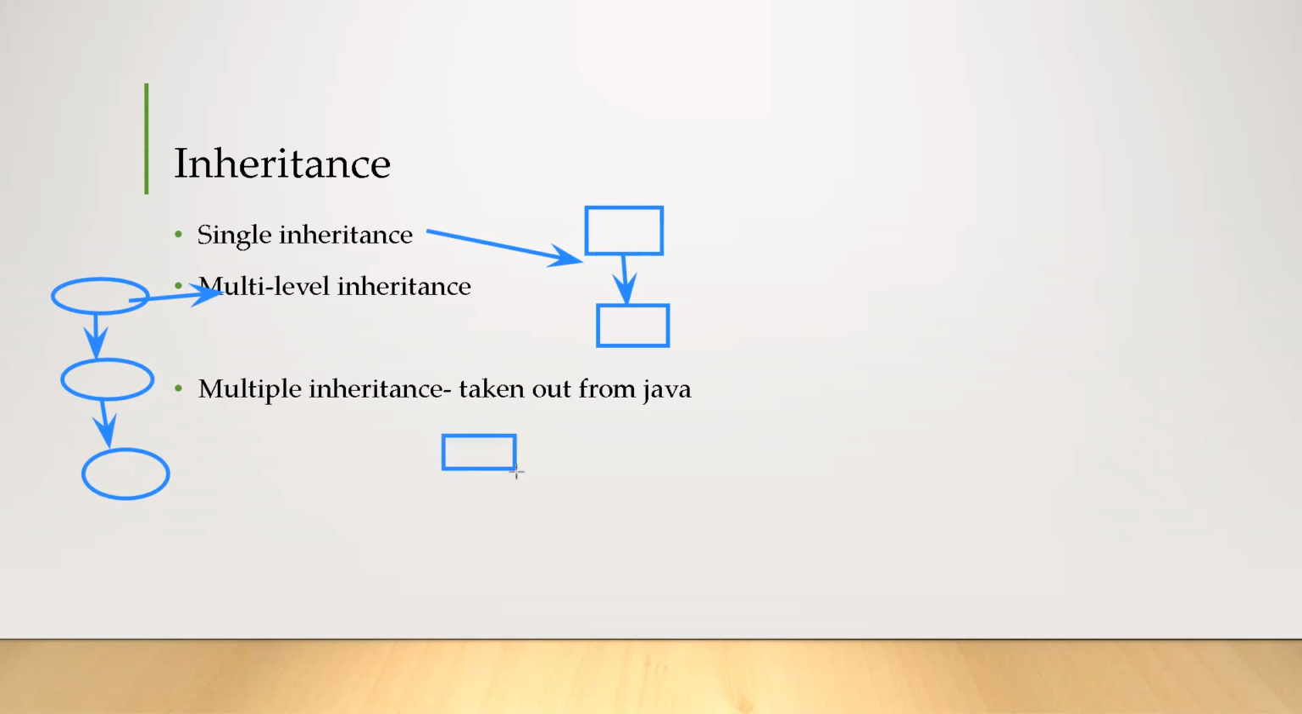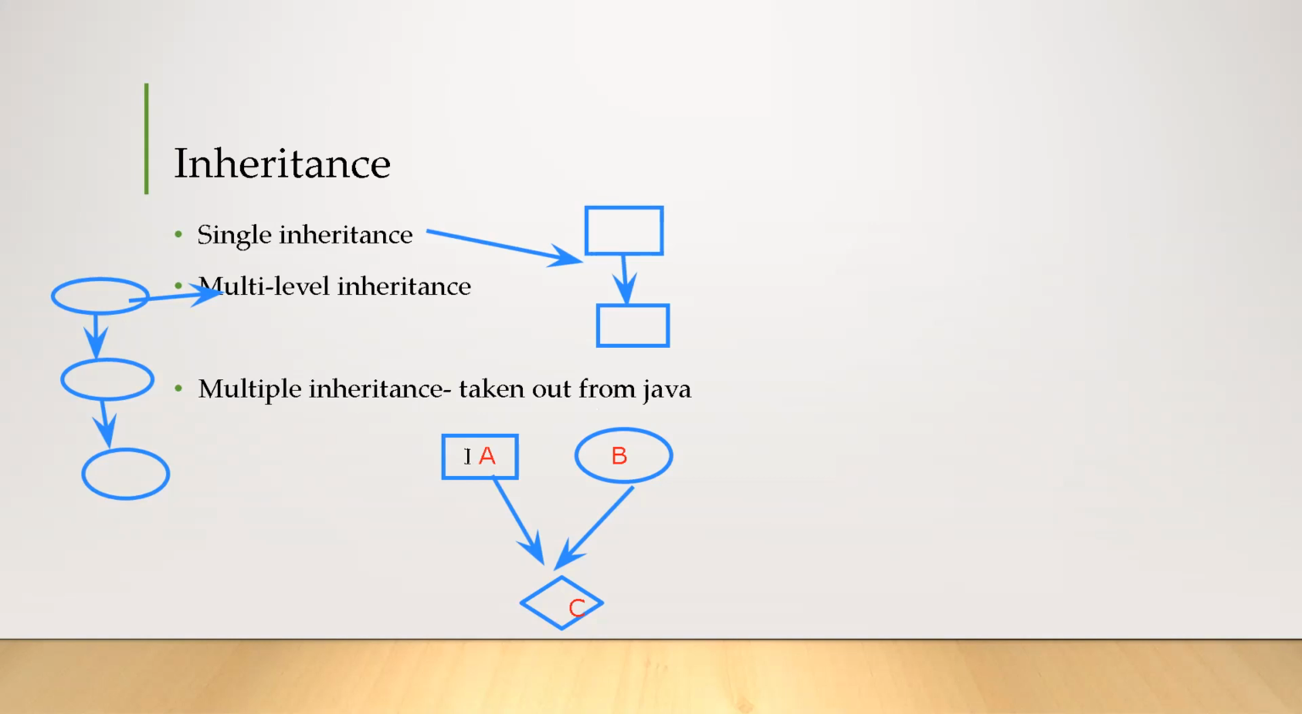Multiple means what? There is one parent and there is another parent class, two parent classes. So supposing there is a class A, and there is a class B. Class A is there, class B is there. Now, using these two classes, I am trying to inherit another class called C. So this cannot be done in Java. Totally, this cannot be done in Java. Why? They have taken out multiple inheritance. This concept has been taken out in Java. Why have they taken it out?